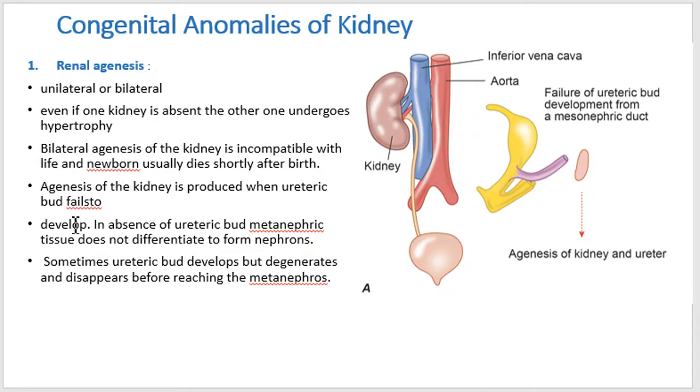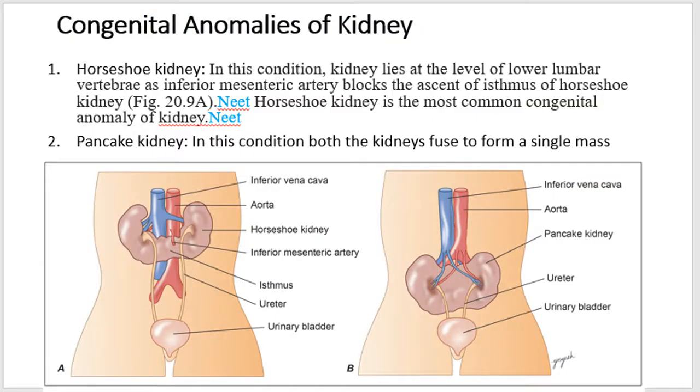Absence of the kidney is due to the ureteric bud failing to develop. Sometimes the ureteric bud develops, but the metanephric tissue does not differentiate to form the nephron. And sometimes the ureteric bud develops, but it degenerates before it reaches the metanephric tissue.